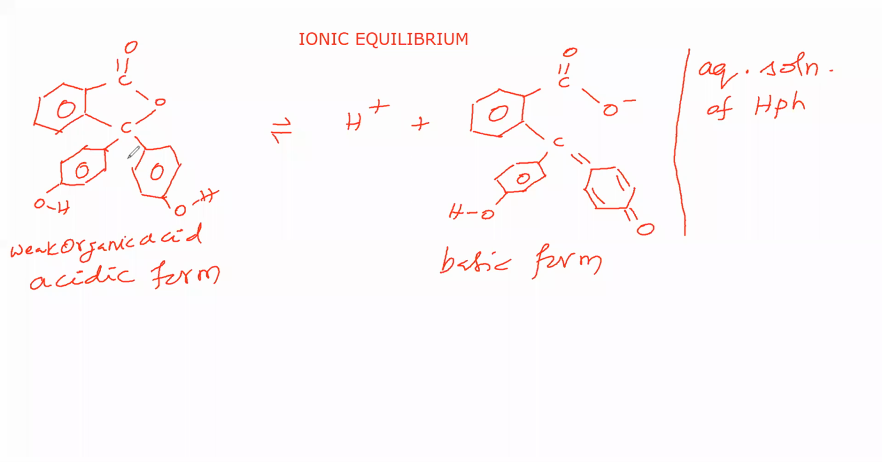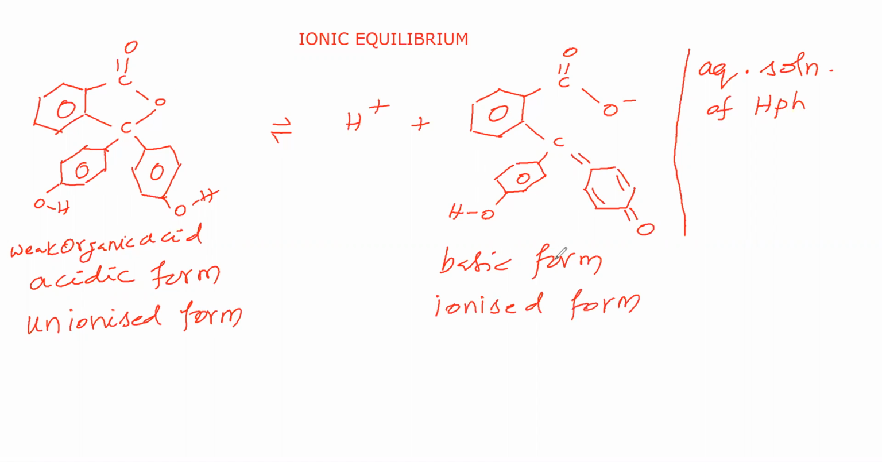Therefore, it is going for ionization. So before ionization, it is not an ionized species. Okay, it is not an ionized species. This species on ionization gives this one. Therefore, this one we can call a ionized species.